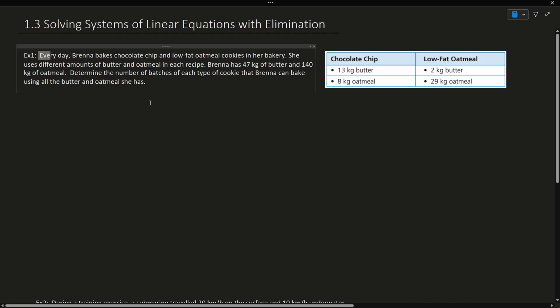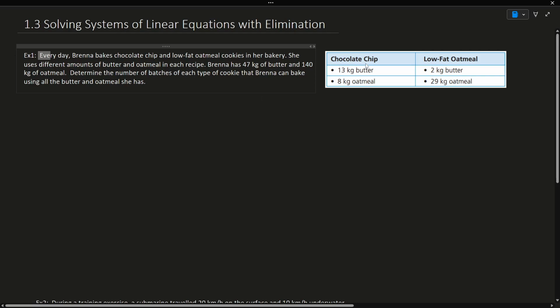Brennan has 47 kilograms of butter. Oh, that's a lot of butter. And 140 kilograms of oatmeal. Determine the number of batches of each type of cookie that Brennan can make using all of the butter and all of the oatmeal that she has. Okay?